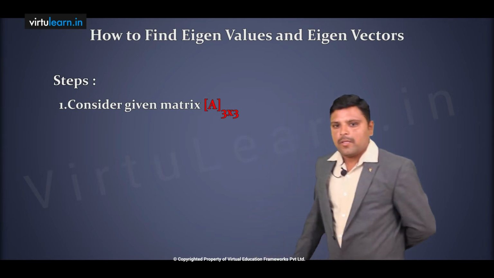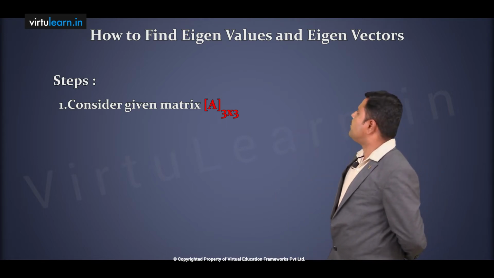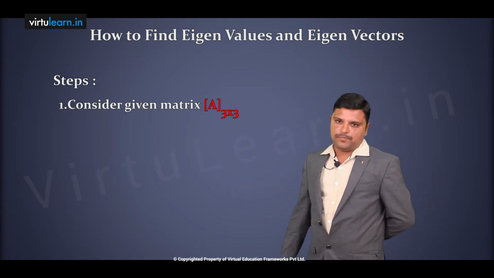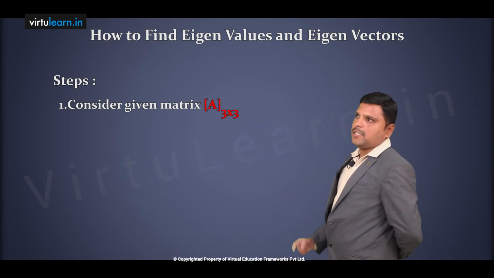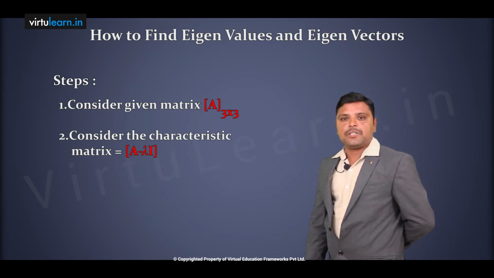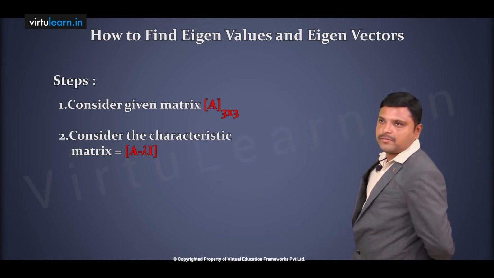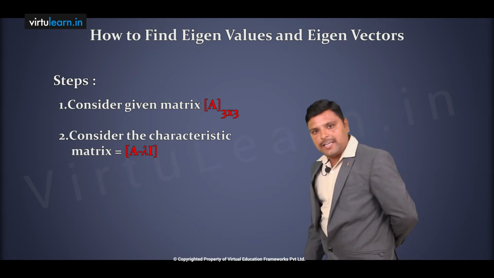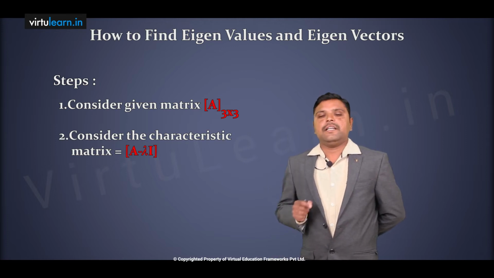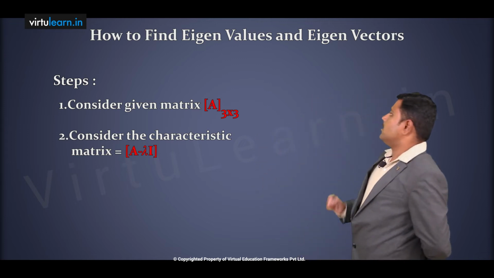Right. Now, first one, given a matrix of order 3 by 3. The order 3 by 3 means 3 rows and 3 columns. Now, this is the first step. Second step, you consider the characteristic matrix A minus lambda I. Matrix A minus lambda I. Now, here lambda is a parameter. Later we will discuss what type of parameter we are taking here. Right? Now, A minus lambda I.